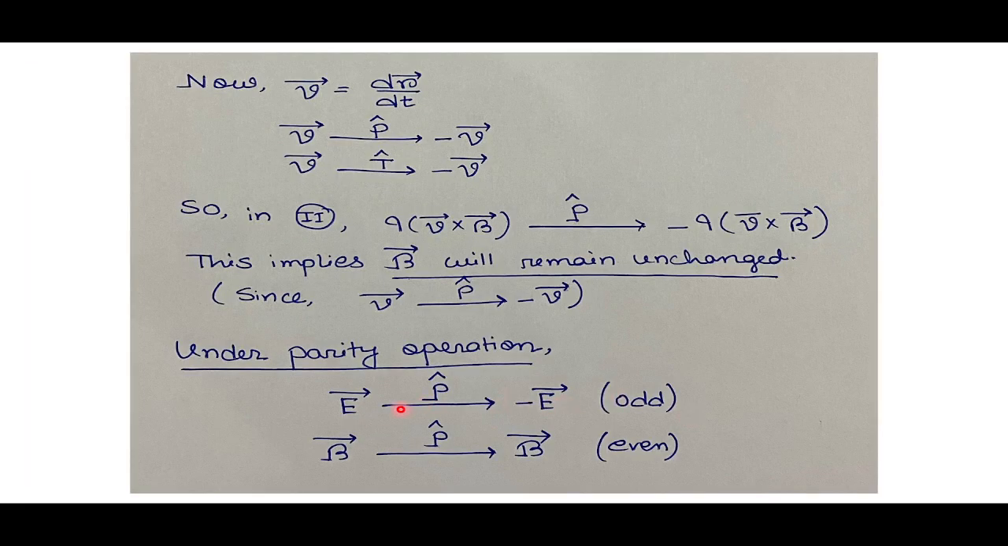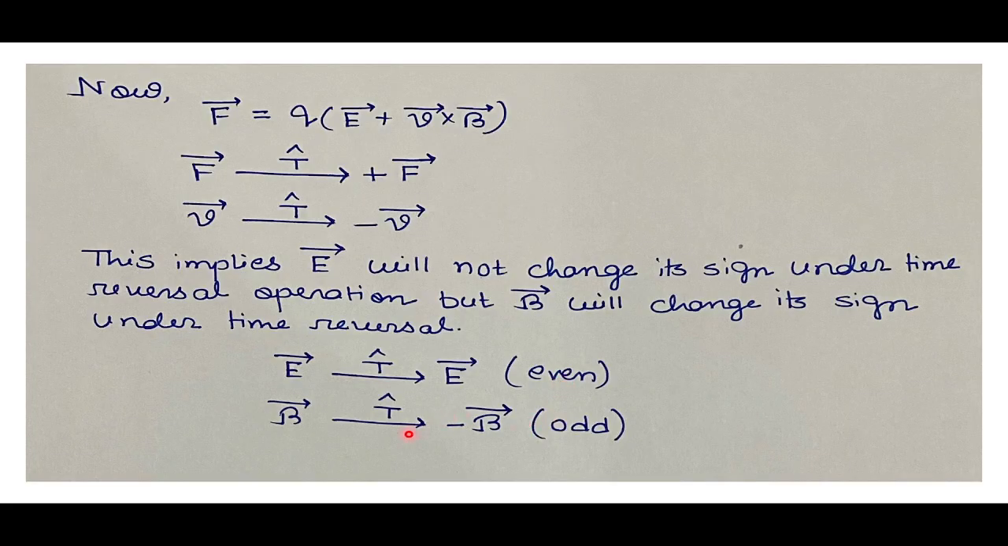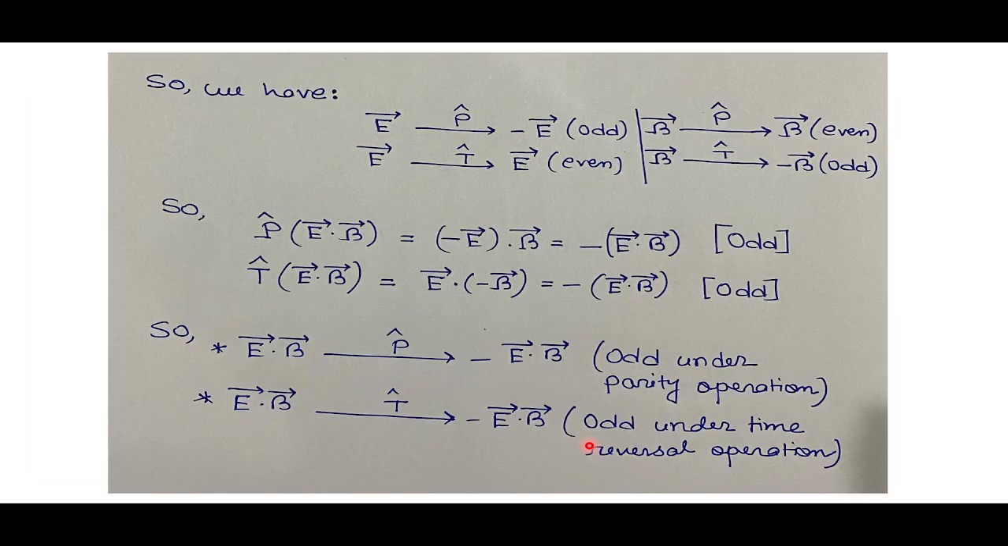See here, under parity operation, E is changing its sign, but under time reversal operation, this magnetic field is changing its sign, right? So if you know this, then you can easily solve this. You have the information about the electric field and magnetic field here under parity operation and time reversal operation. Now we apply the parity operator on E dot B. Under parity operation, your electric field will change its sign, but the magnetic field will not change. Effectively, we will get minus E dot B. So it is changing its sign, right?